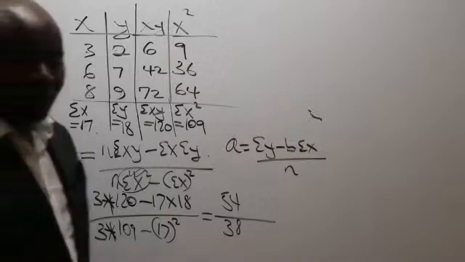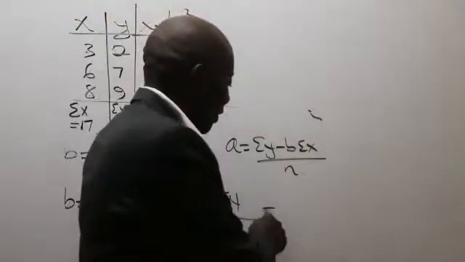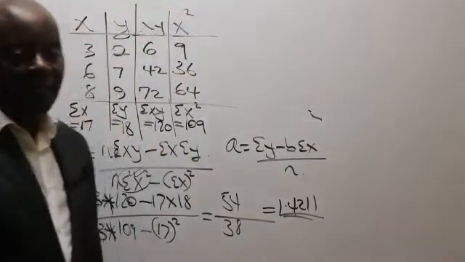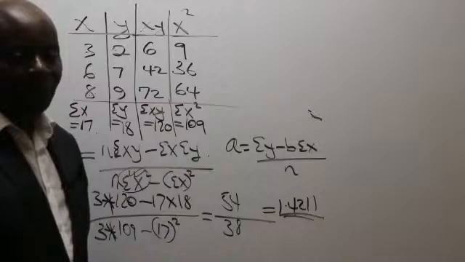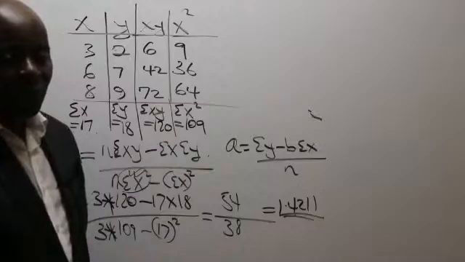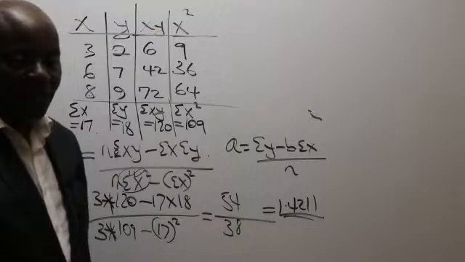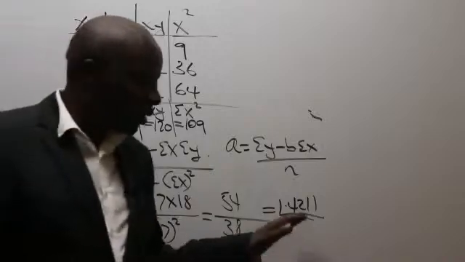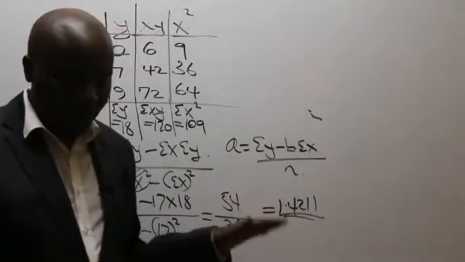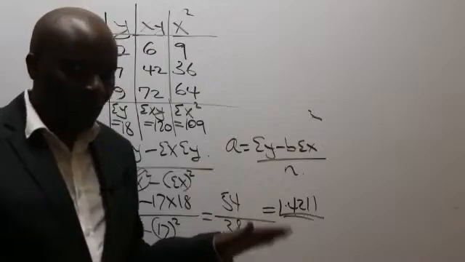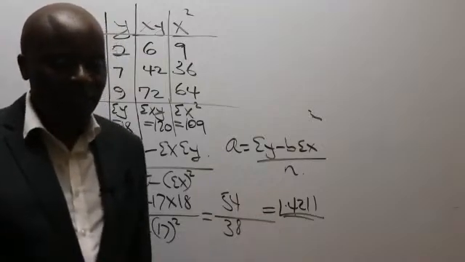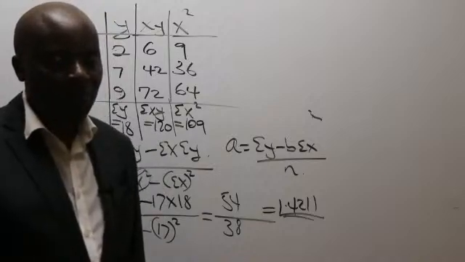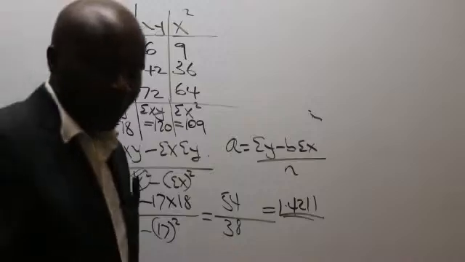So Cyrus has said that B should be 1.4211. Can someone else confirm this figure? 1.4211. Great. Rena has said yes. I would rather we work with 4 decimal places. Let's work with 4 decimal places. 1.4211. Silas, 4 decimal places. Thank you very much.